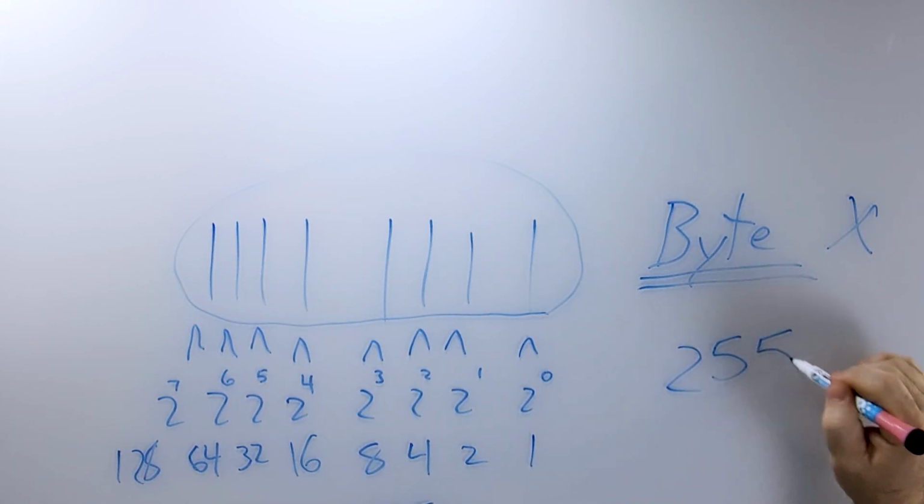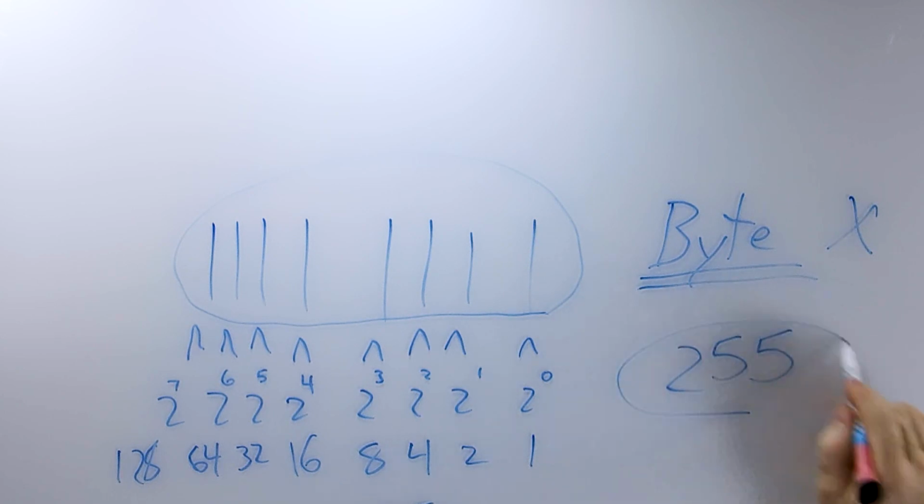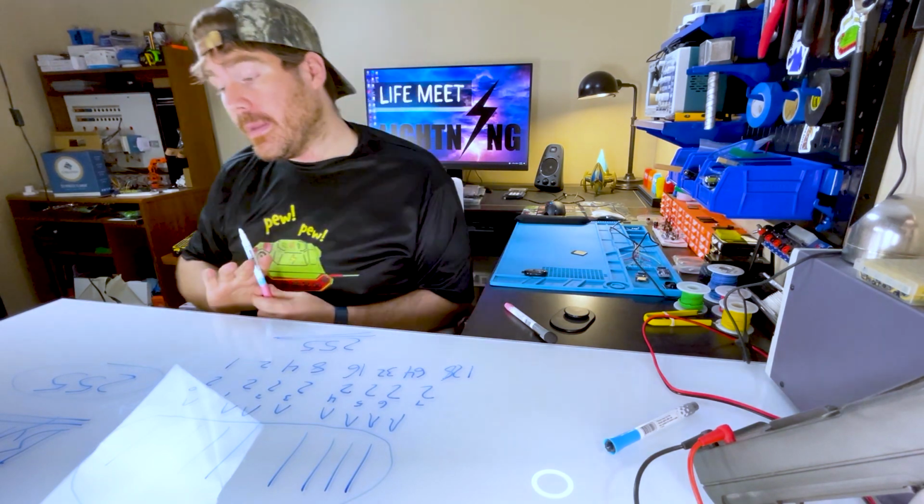255 is the maximum amount that we can count to with a byte variable. Clear as mud?